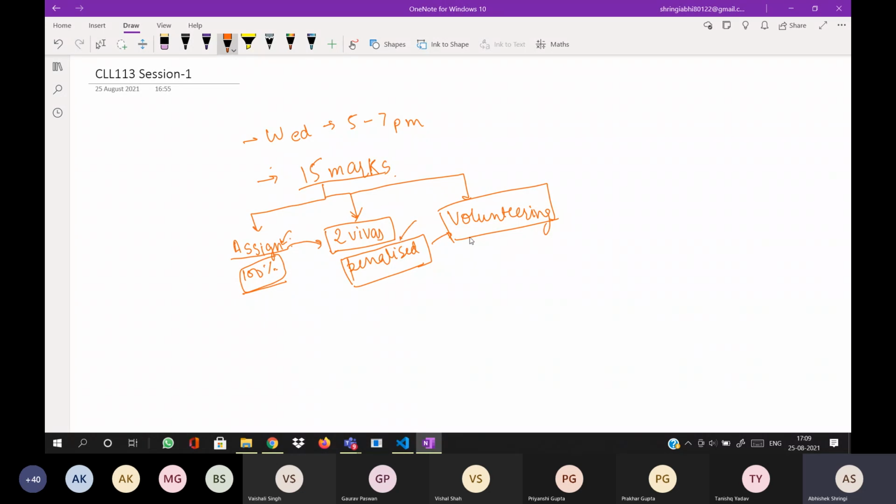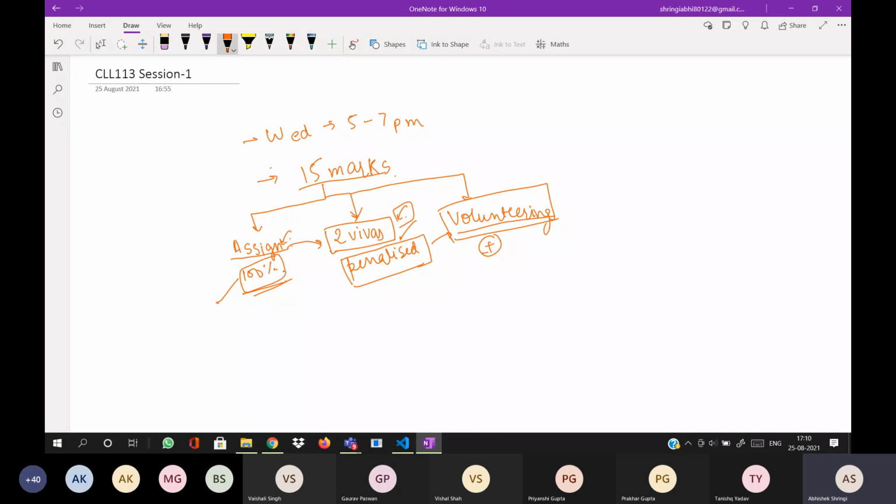The third thing is volunteering. Anyone can get penalized in the viva. If something doesn't stick with you at that time, you might lose marks, but volunteering will help you there. If you volunteer regularly and participate actively in the class, you will get some marks, which will also be decided by us. These will compensate for any penalization in the viva. I cannot guarantee any bonus marks, so I'm keeping 100% of the marks on the assignment.